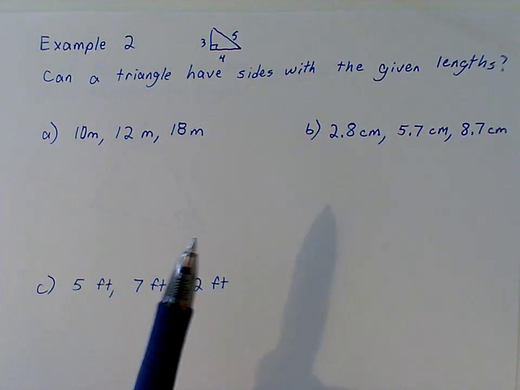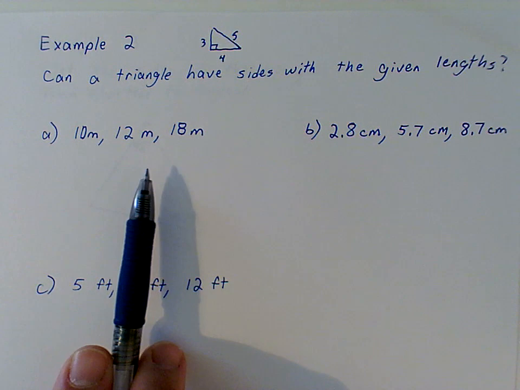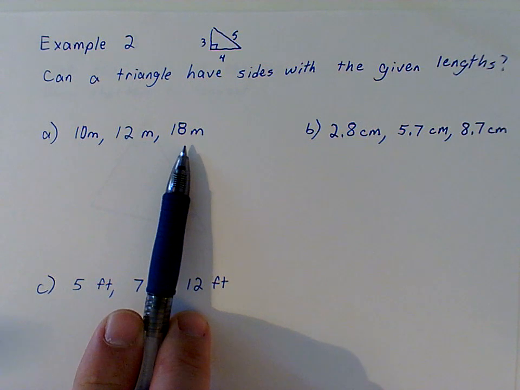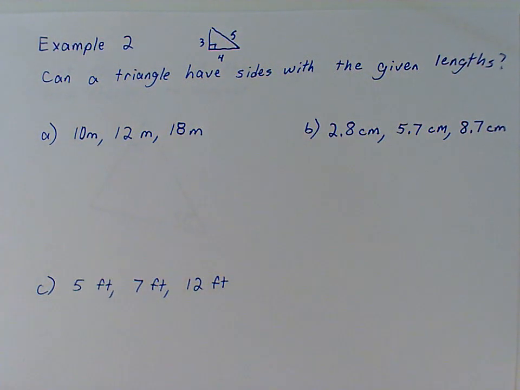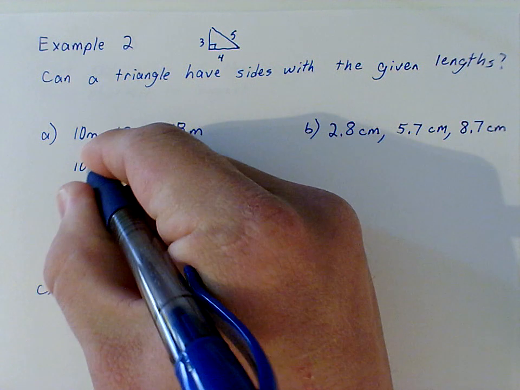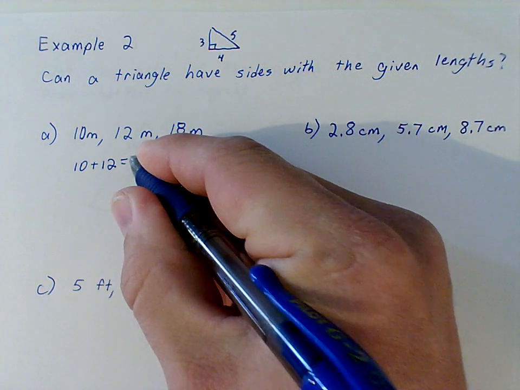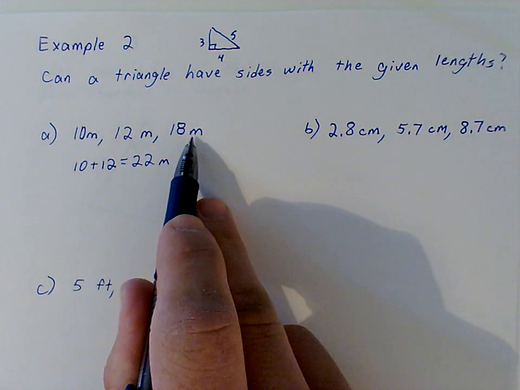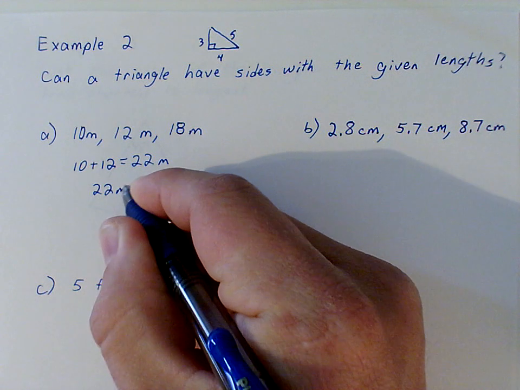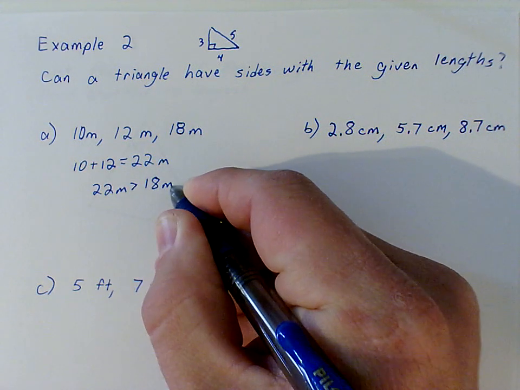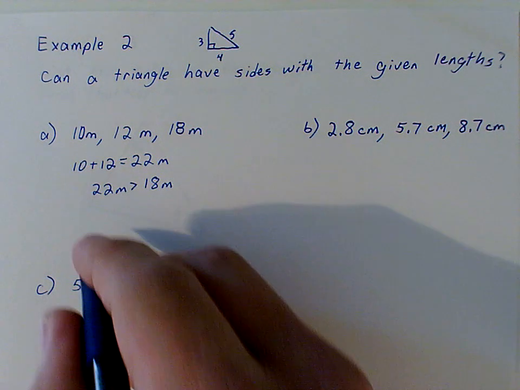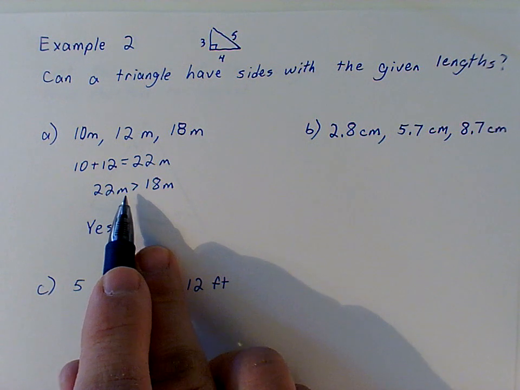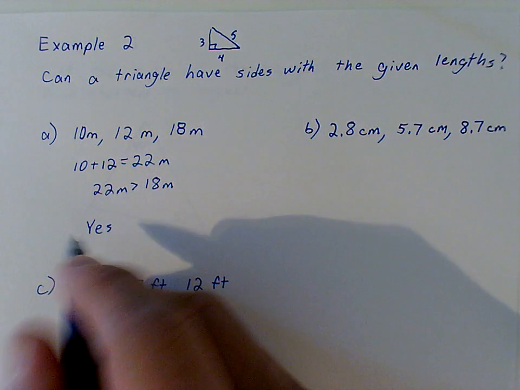So now we're going to test that out and see if these given measures could actually be those of a triangle. So 10 meters, 12 meters, 18 meters. The easiest thing to do: take the shortest two sides, always the shortest two, add them together, see what you get. Equals 22 meters here. Now, compare that to the longest side. Since 22 meters is greater than the longest side, 18 meters, this would in fact be a triangle. So my answer is yes, and this would be a pretty good explanation: the sum of the two shorter sides is greater than the third side.